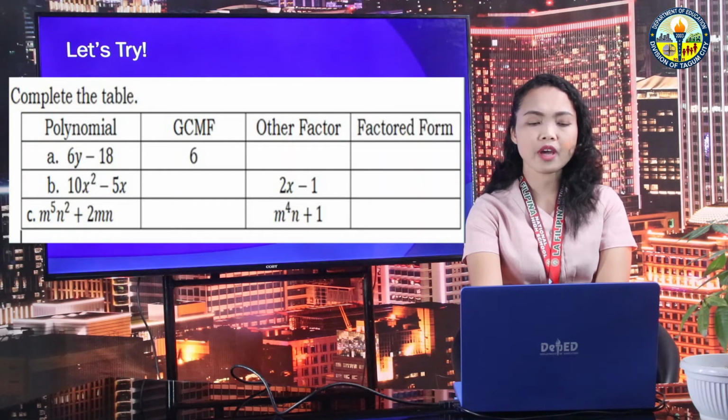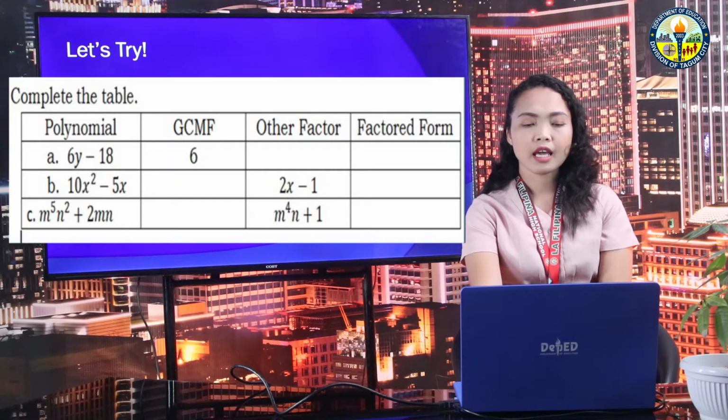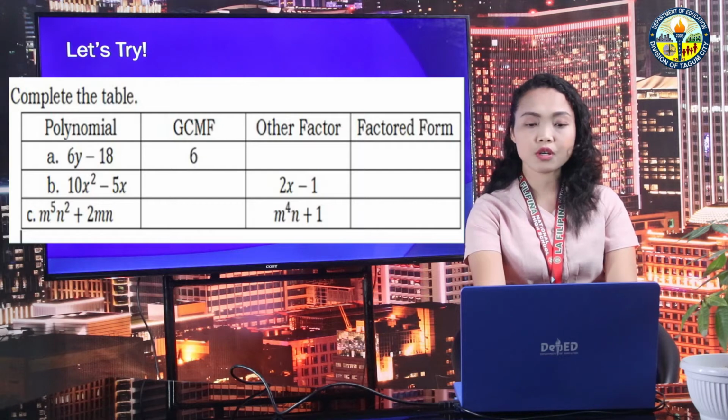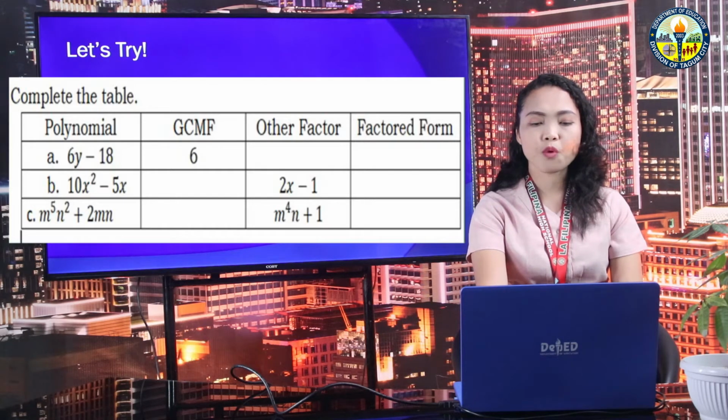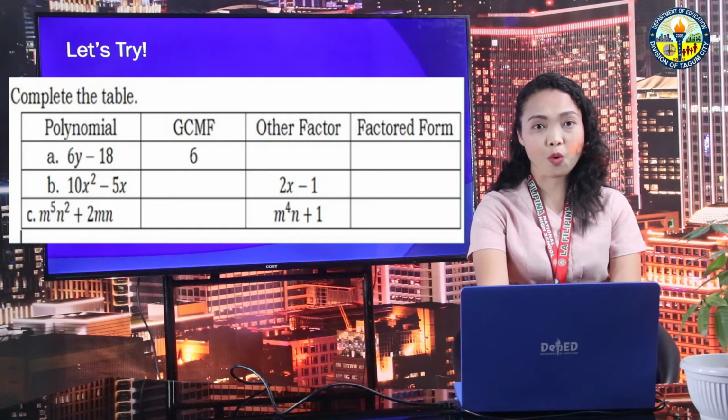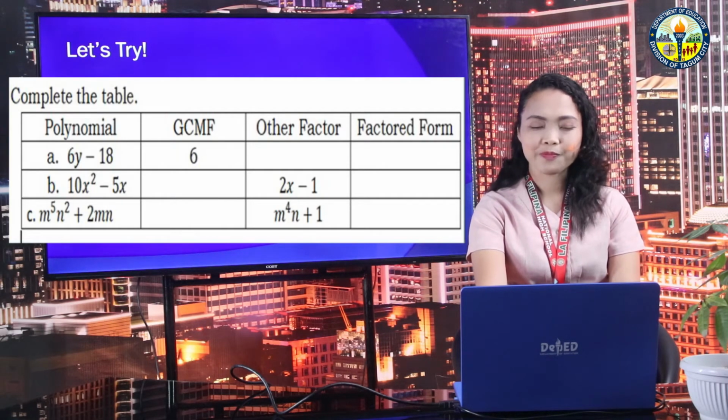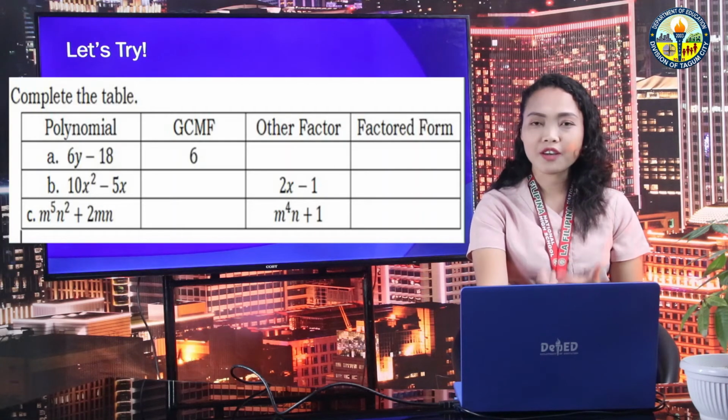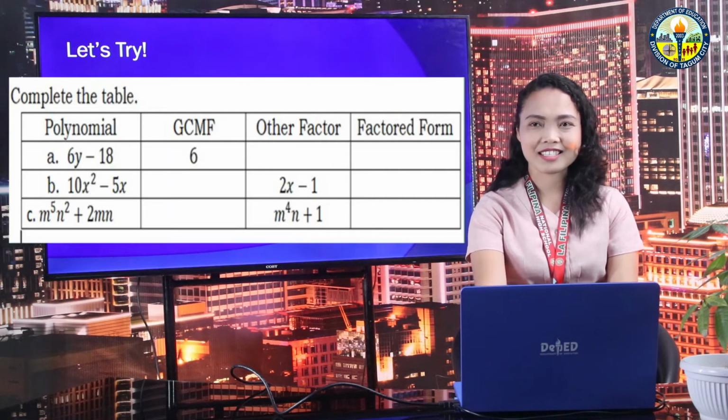For letter C, we have m to the 5th power n squared plus 2mn. And the given is the other factor, which is m to the 4th power n plus 1. GCMF and factored form are unknown. Okay? I will give you 1 minute to do this.